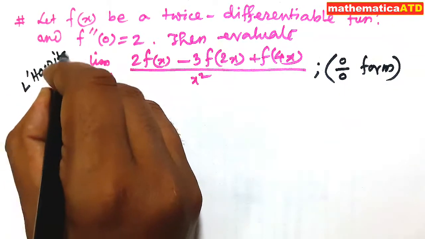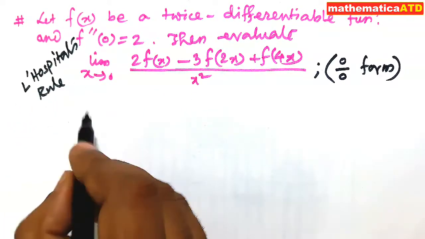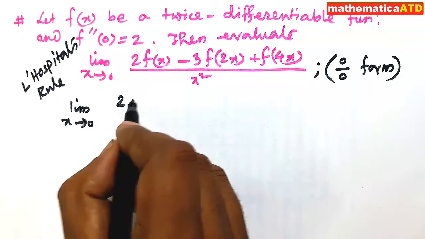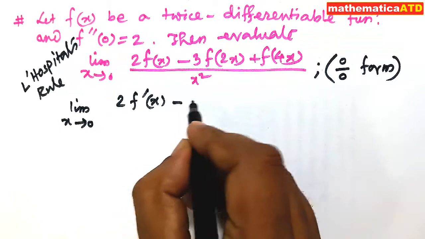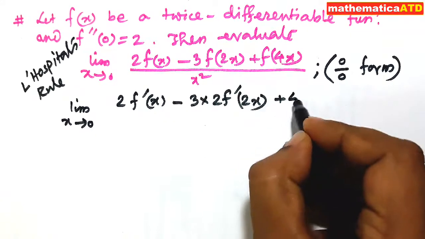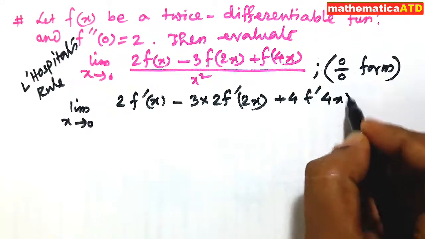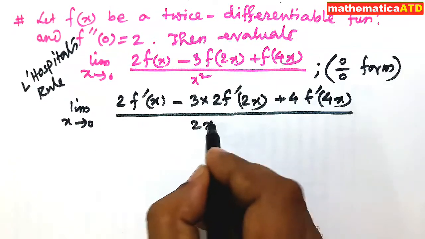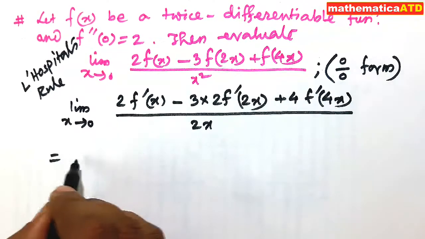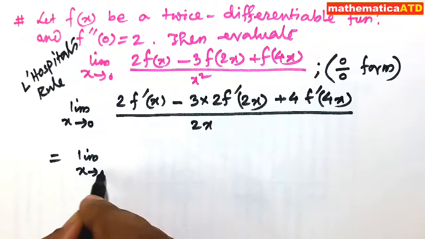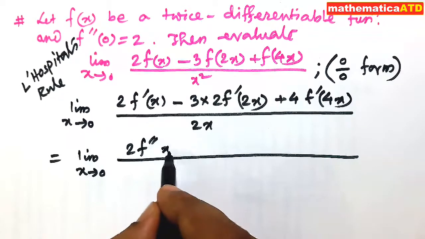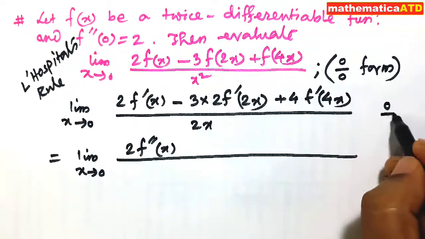L'Hospital's rule. So we find limit x tends to 0 of twice f'(x) minus 3 into 2 f'(2x) plus 4 times f'(4x), whole divided by 2x. 2x is the derivative of the denominator x square. So this is equal to limit x tends to 0 of twice f''(x). Again we differentiate this one because this is again in the 0 by 0 form.